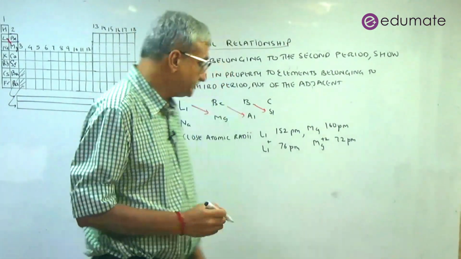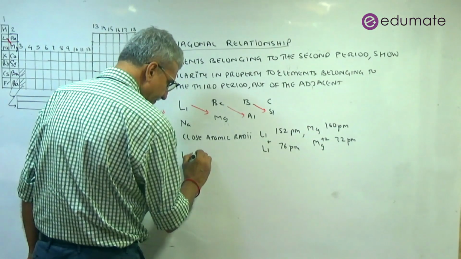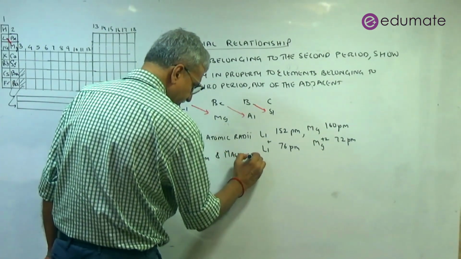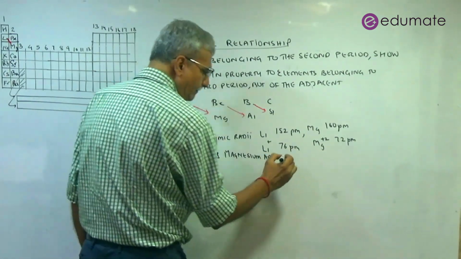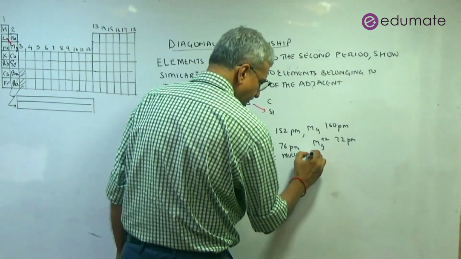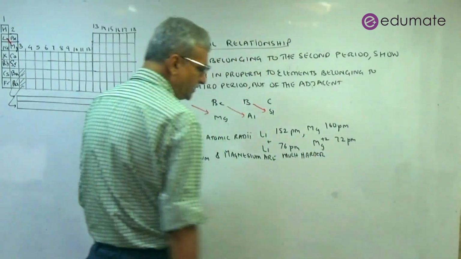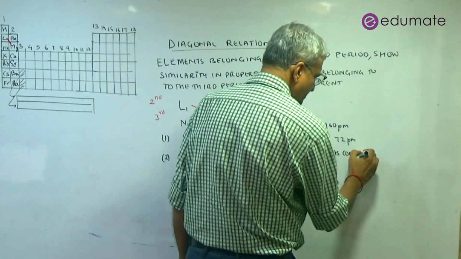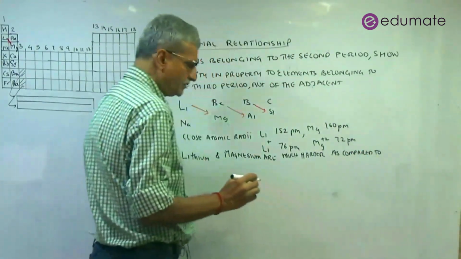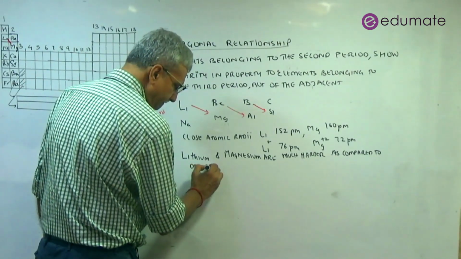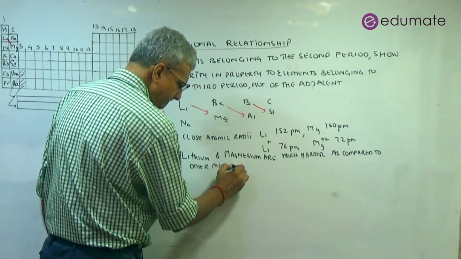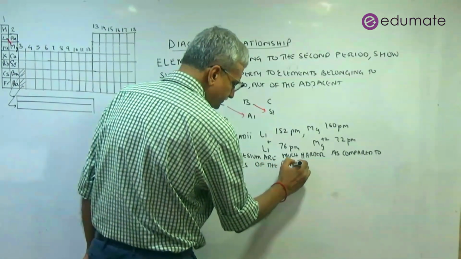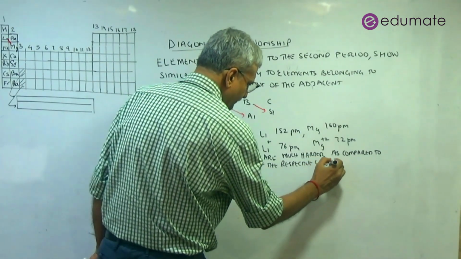Is it clear? So lithium and magnesium are much harder as compared to other members of the respective group to which they belong.